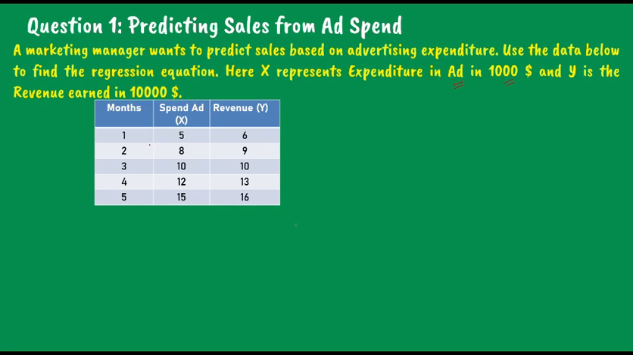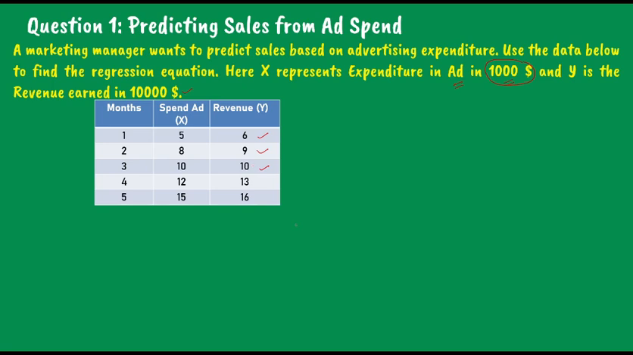So this is the equation we have. These are the number of months. This is the expenditure on advertisement, measured in $1,000. Remember, when we have 5, 8, 10, these are $5,000, $8,000, like this. And Y, the ultimate revenue that you are earning, is in $10,000. So 6 means $60,000, 9 means $90,000, 10 means $100,000. So that point you have to keep in mind. Anyway, that will be used later on.